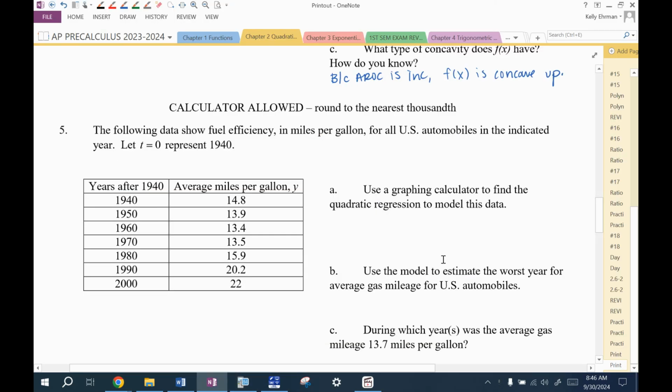All right, for the calculator part, remember for all of our tests and quizzes and the AP exam, you have to round to the nearest thousandth. But the only time you don't do that is when you're writing the original model.